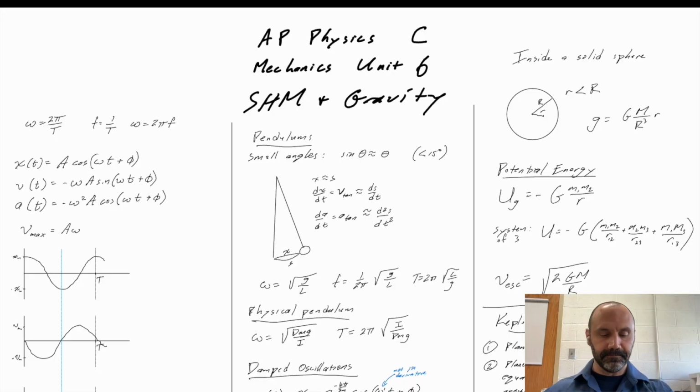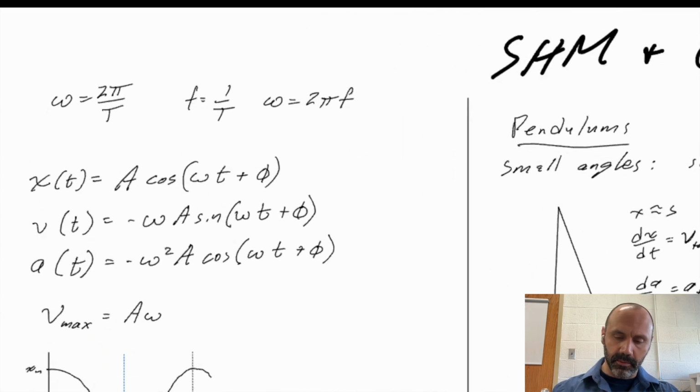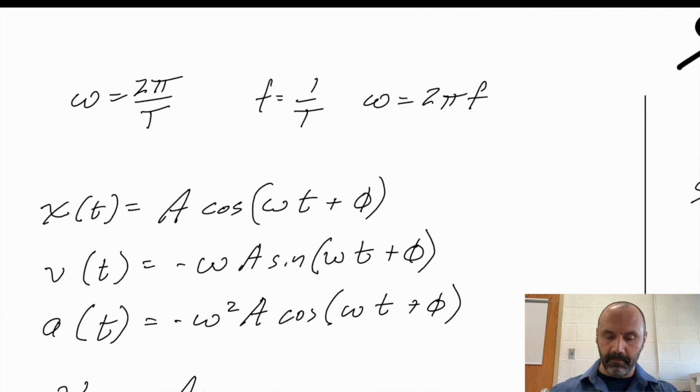Okay, friends, today we're going over the last unit, in the way that we structure units in the course that I teach. Unit 6 includes simple harmonic motion and gravity. So we'll start with simple harmonic motion. The very basic information: omega equals 2 pi over T, where capital T is the period and omega is the angular frequency, not necessarily angular velocity, but it can mean angular frequency, right? Like how many angles go by per second. Frequency, don't forget, is 1 over the period.